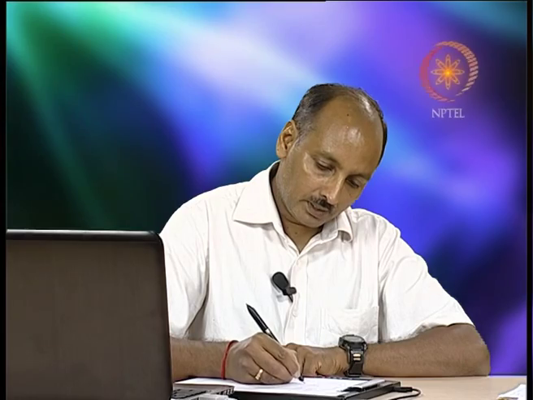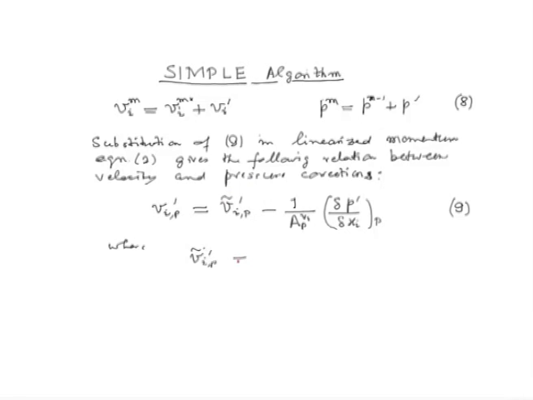So, here again Vi tilde prime is equal to minus 1 by A P sigma over L of A L Vi L prime. Okay, let us call this 10.